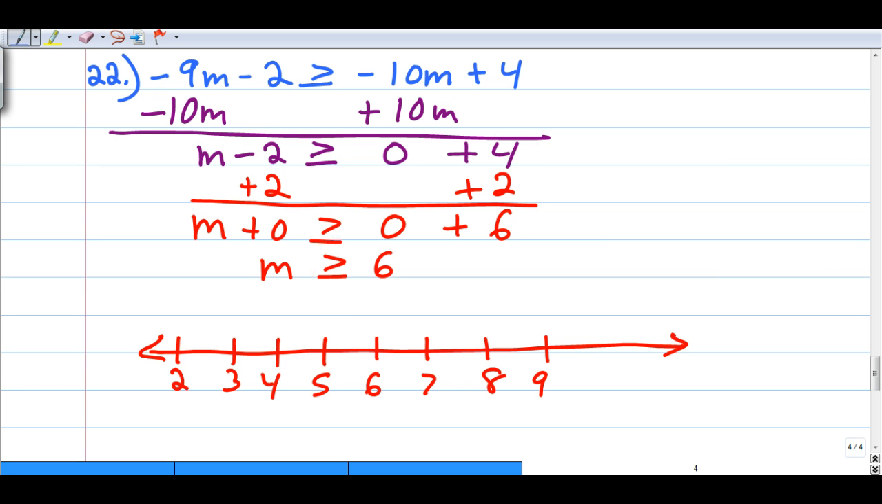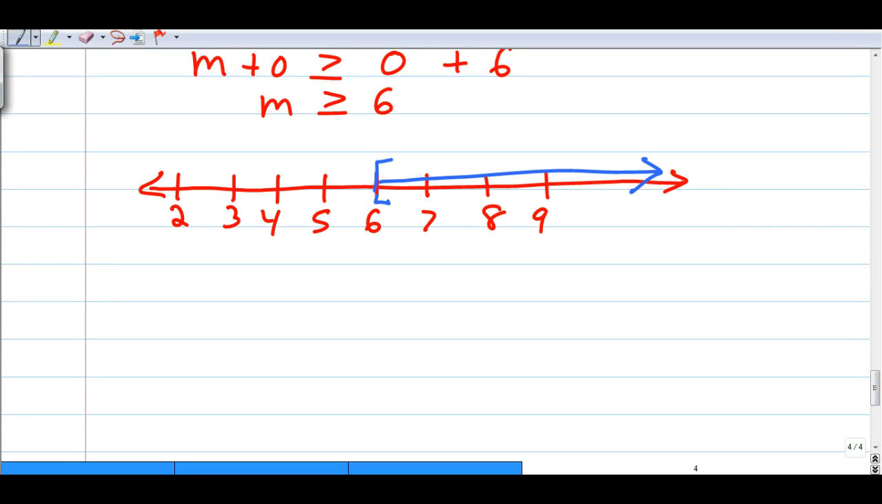Now I need to decide which way it opens. It says that m is greater than or equal to 6. So the direction that's greater than is towards the positive infinity. So that is going to open towards the positive infinity. And then I graph it out. Don't forget to graph it out. Right? Don't just put the bracket on and then leave it. You still need to put your line on here and put an arrow to show it's going out to infinity.